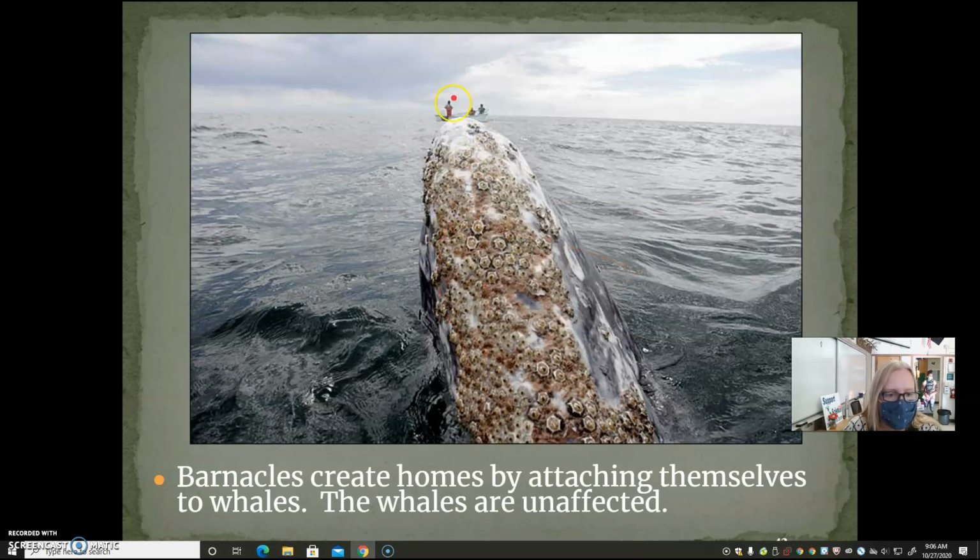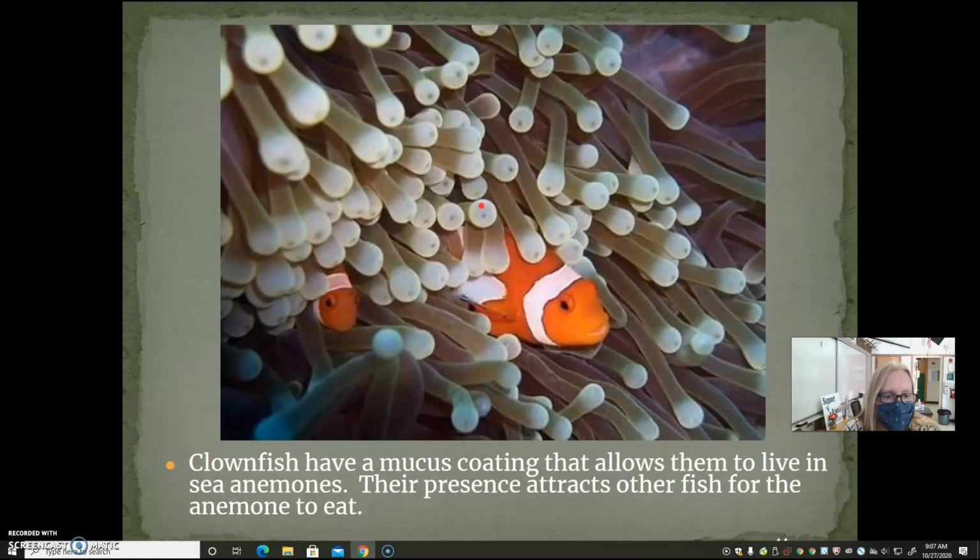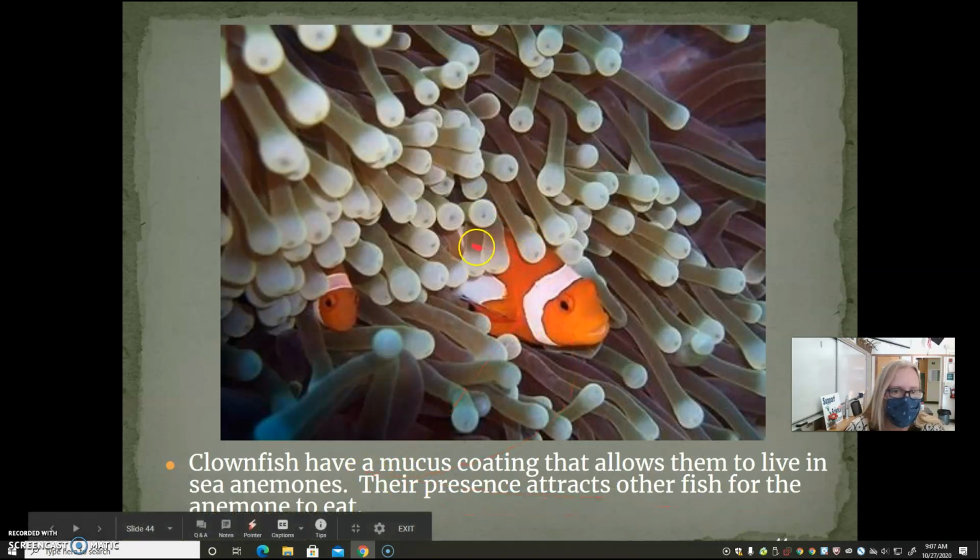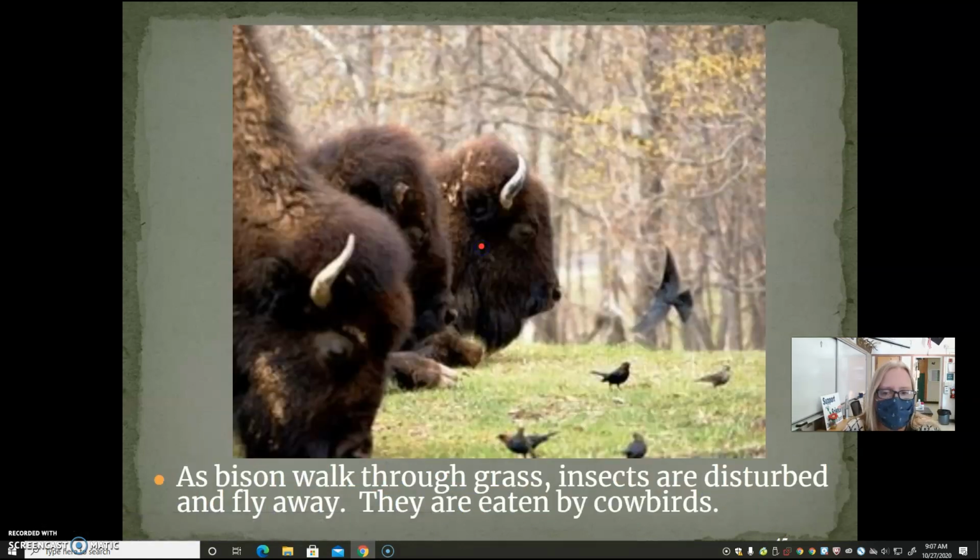Barnacles create homes by attaching themselves to whales. The whales are unaffected. So that is a type of relationship. See if you can identify what it is. Clownfish have a mucus that allows them to live in sea anemones. Their presence attracts other fish for the anemone to eat. What kind of relationship is that? And as bison walk through the grass, insects are disturbed and fly away. They are eaten by cowbirds. What kind of relationship is that?